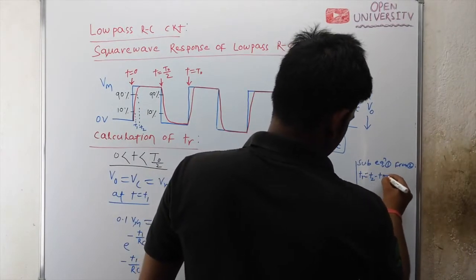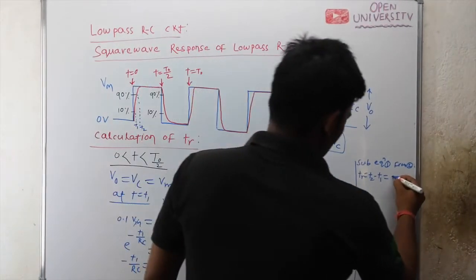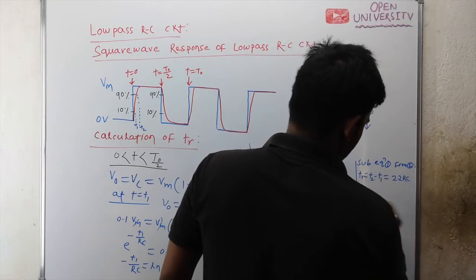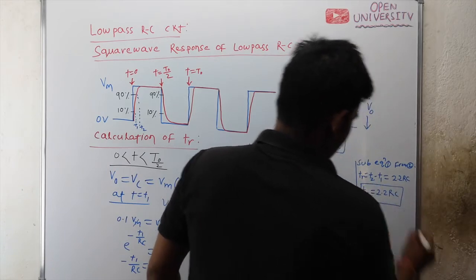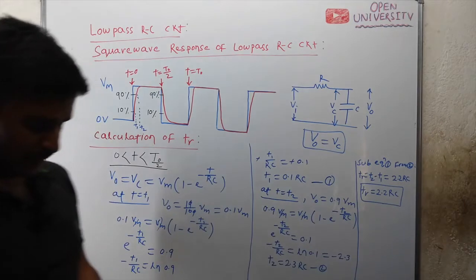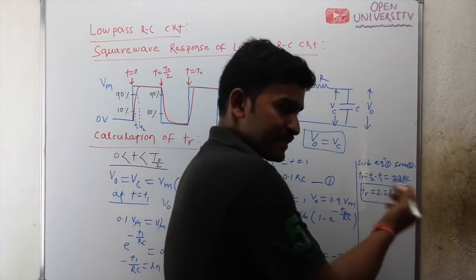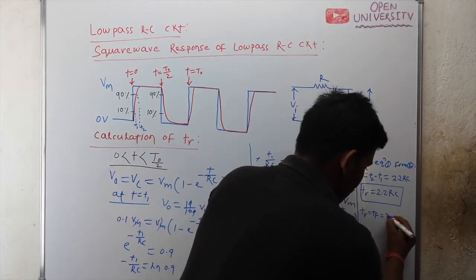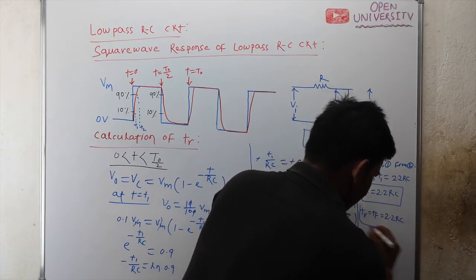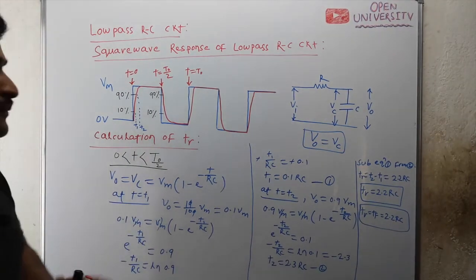T2 minus T1 equal to 2.3 times RC minus 0.1 times RC. It will be 2.2 times RC. This is the formula of rise time, that is 2.2 times RC. And this is also equal to fall time, because rise time is same as fall time. So I can write rise time equal to fall time equal to 2.2 times RC. You need to remember the formula for rise time and fall time.